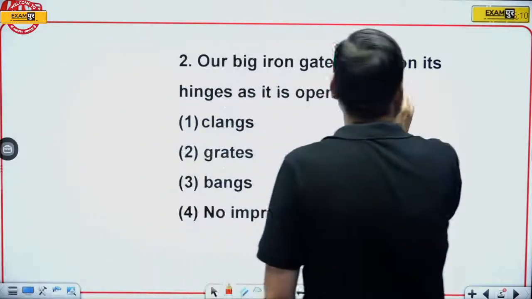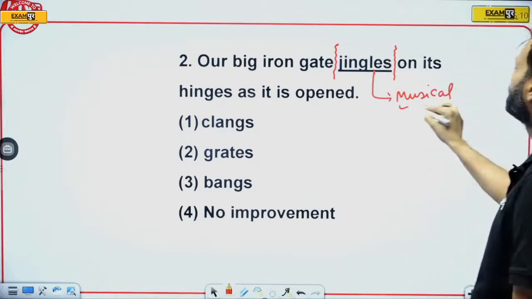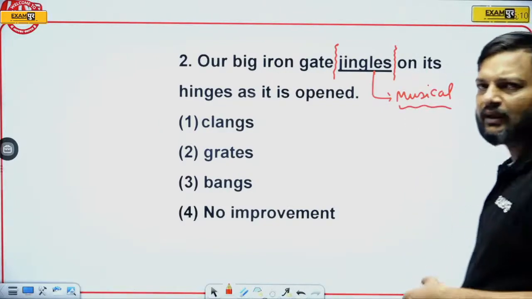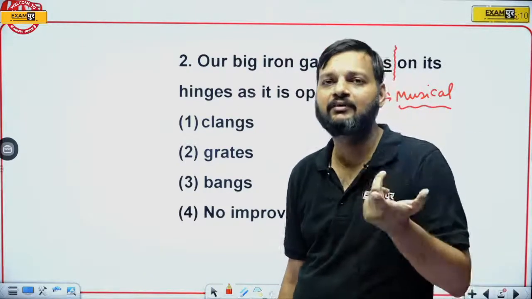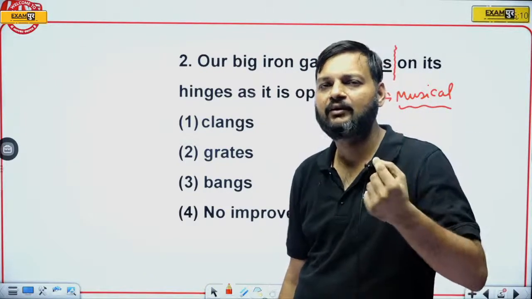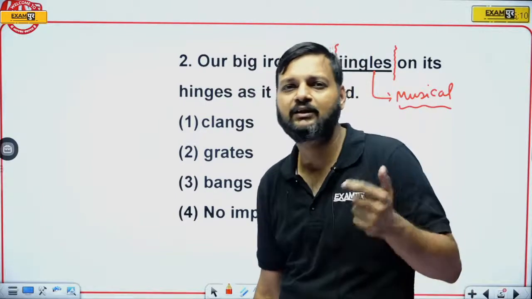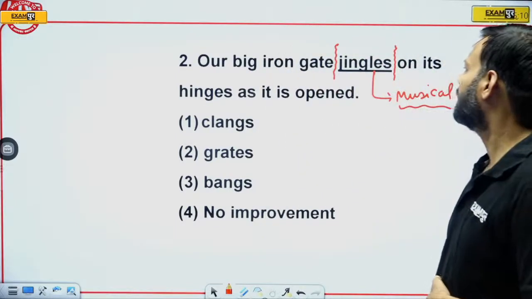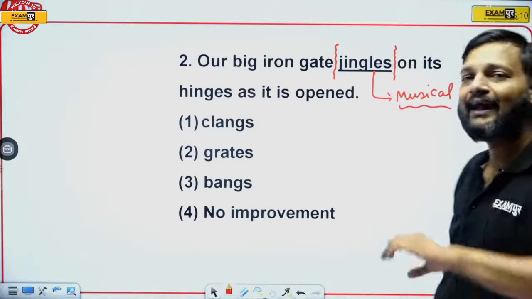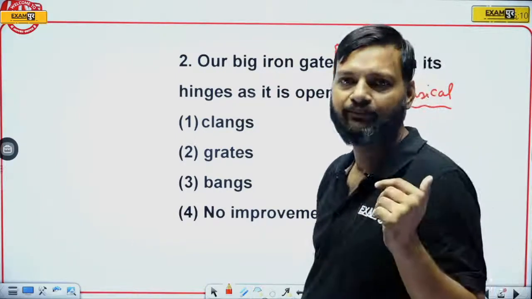Our big iron gate jingles on its hinges as it is opened. So jingle is somewhat musical. Jingle is a sound which is somewhat musical, right? Like bells. When a bell rings, it is called jingle. Jingle bell, jingle all the way. You must have heard this popular song. So our iron gate jingles. So gate does not jingle. Gates do not jingle actually.